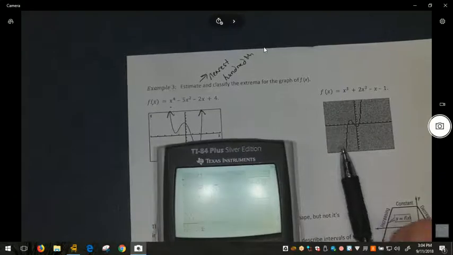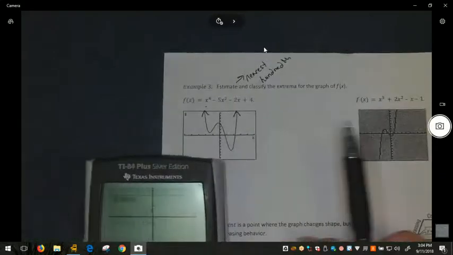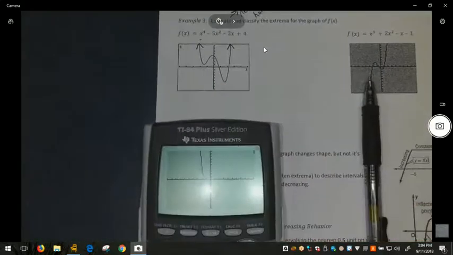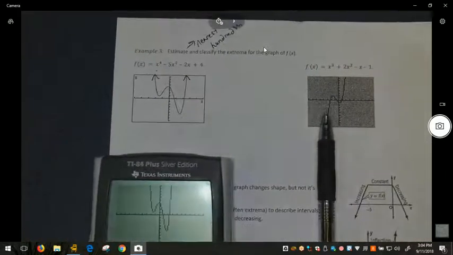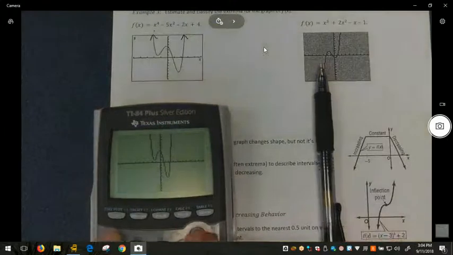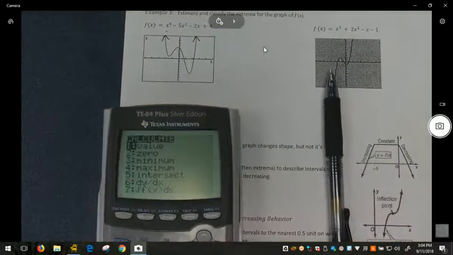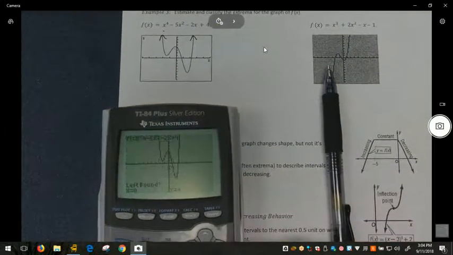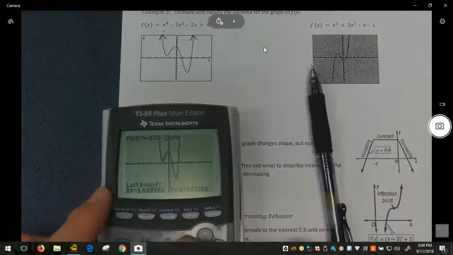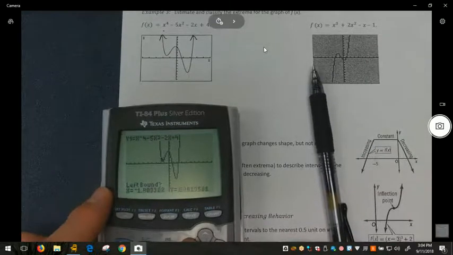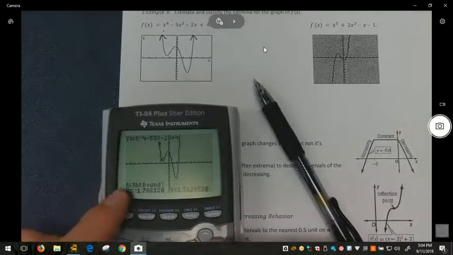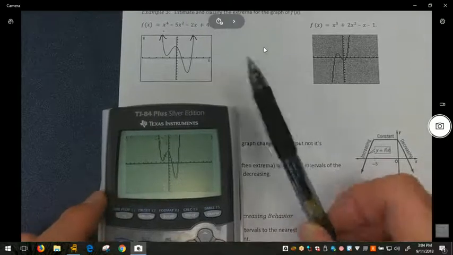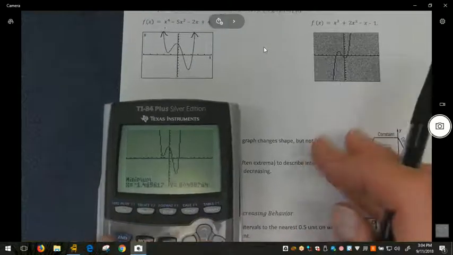And we can see that graph. If the graph doesn't fit on our window, we can rescale our graph so that we can see the graph. I'm going to do second trace, and I'm going to look for the minimum values first. I'm going to move my cursor to where I believe that relative min is and go a little bit to the left of that relative min. And then it says right bound, I go a little to the right and hit enter.